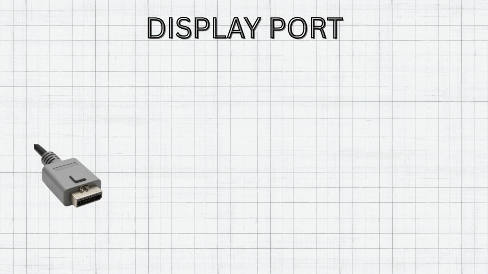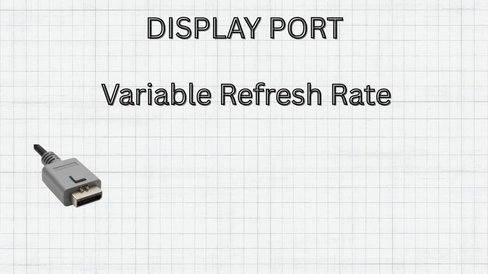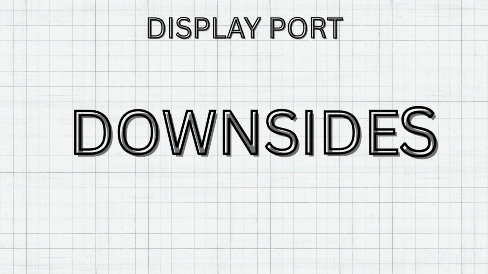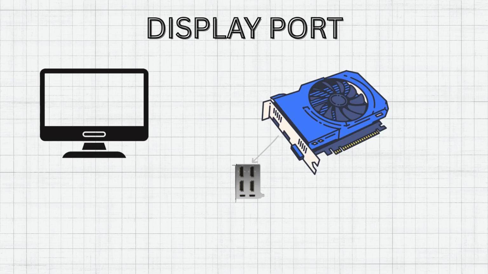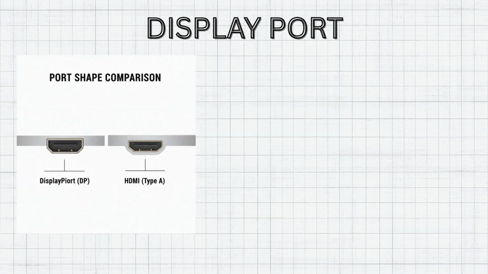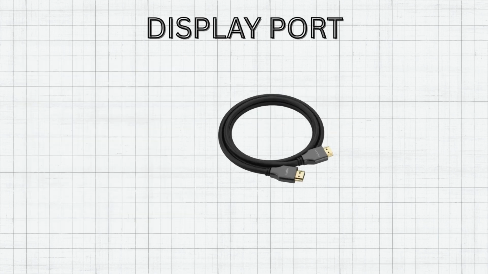DisplayPort also handles variable refresh rates more efficiently, which reduces screen tearing in games. The downside is adoption. DisplayPort is common on monitors and graphics cards, but rarely appears on TVs. It's technically superior in many ways, but HDMI dominates because it reached consumers first.